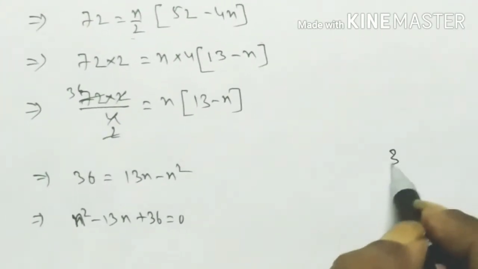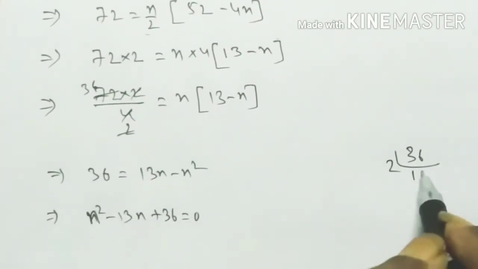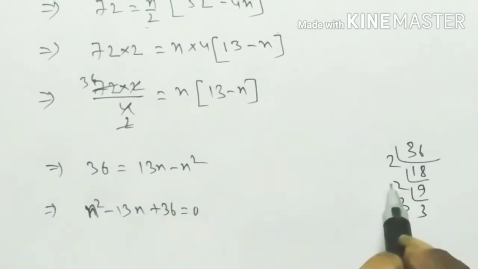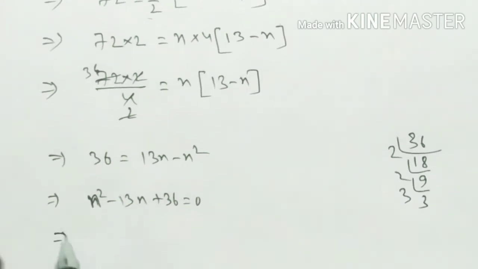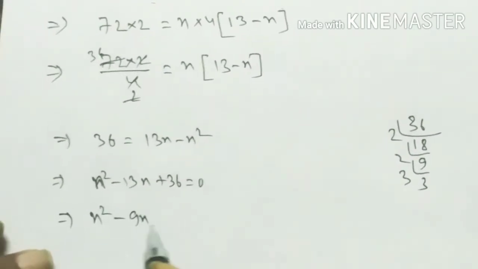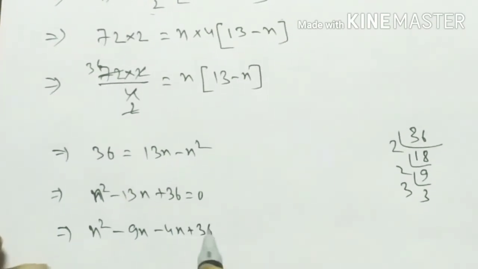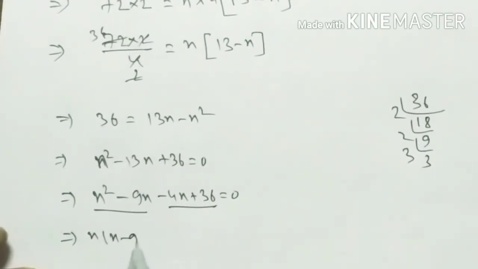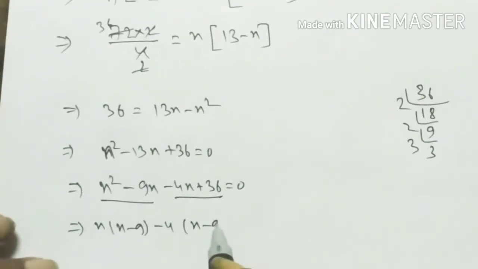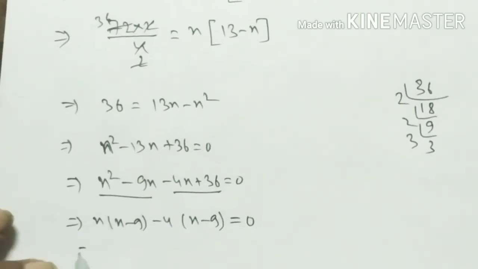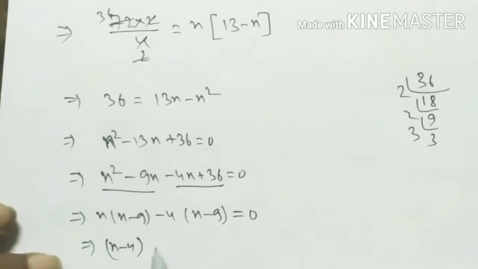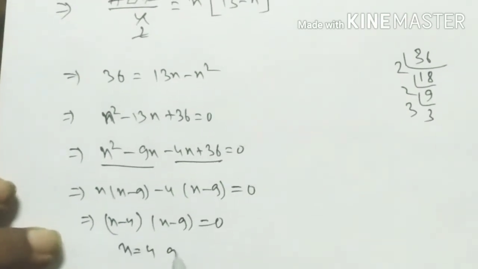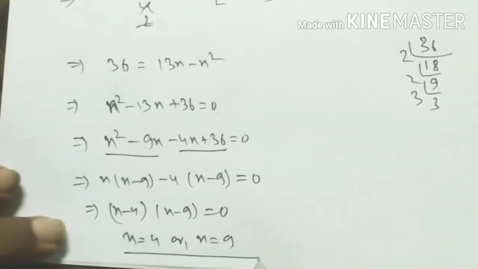Splitting the middle term. Prime factorization of 36: 3 3s are 9, 9 plus 4 is 13. Therefore n square minus 9n minus 4n plus 36 equal to 0. N common, n minus 9, minus 4 common, n minus 9 is equal to 0. Therefore (n minus 4) and (n minus 9) equal to 0, n is equal to 4 or n is equal to 9. This is your answer.